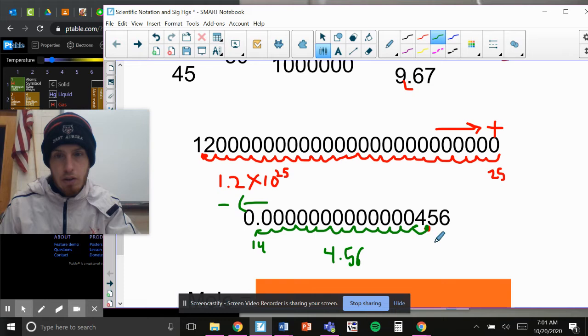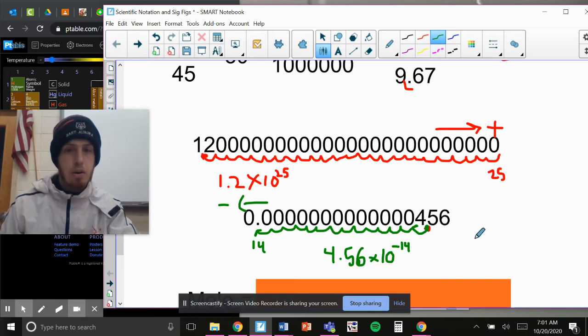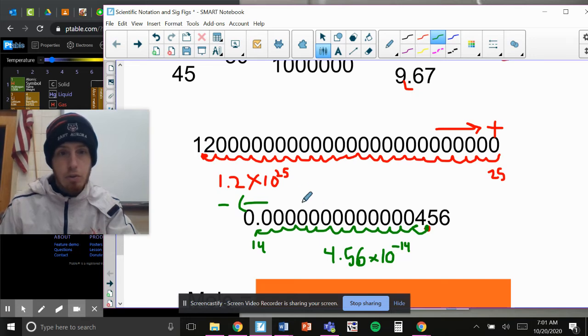4.56. Again, I went in between the first two numbers. Not between the 5 and the 6, the first two, which is 4 and 5. We can still multiply, but this time, instead of having 10 be the positive 25, or in this case, positive 14, you can multiply it by 10 to the negative 14th power. That means that we can use the same process for both large numbers and super tiny numbers. And this is a very nice tool.